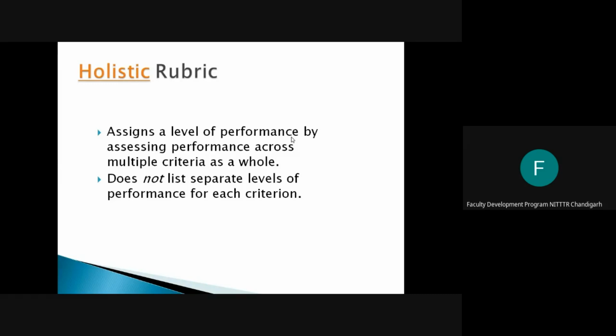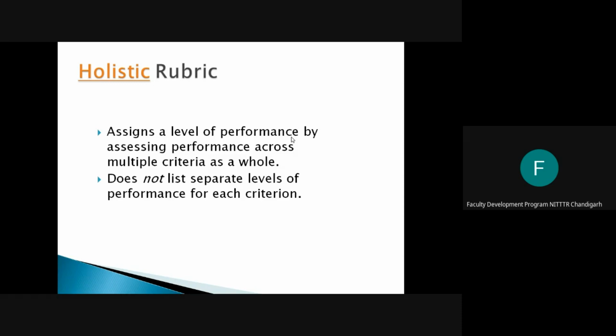Okay, so in holistic, it is a whole evaluation, not a separate evaluation. It is in one paragraph, maybe 4 to 5 lines. You are telling that in this area the student is performing at this level, in this area at this level, and that is why this is the grade which is being given to the student. So holistic rubric means that I assign a level. I give them a grade. I give them a performance level by assessing the performance across multiple criteria.